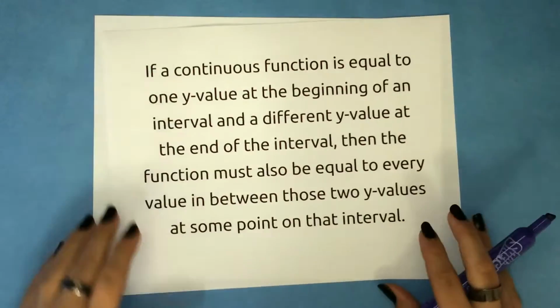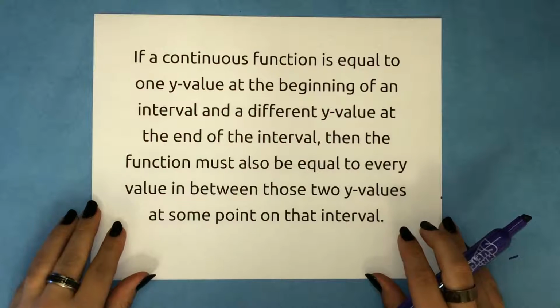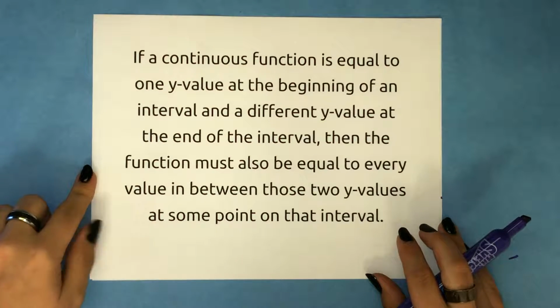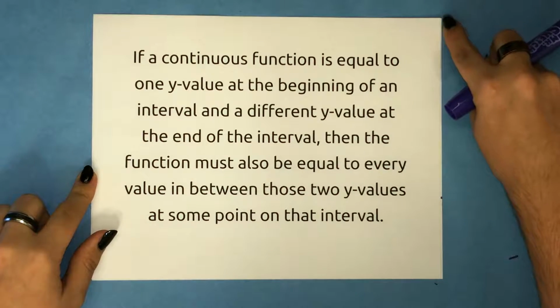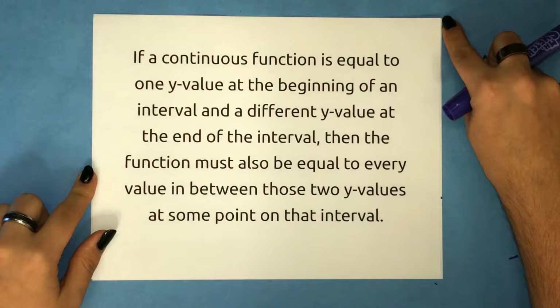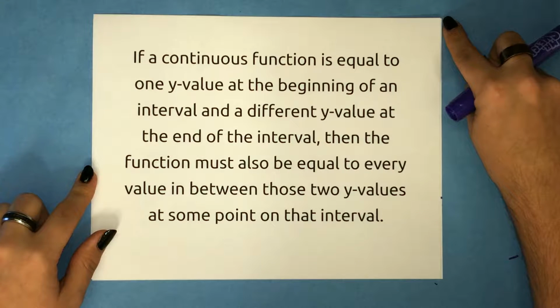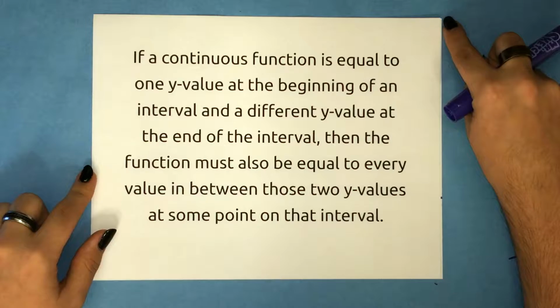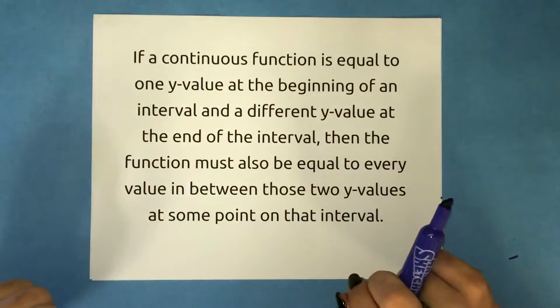Another way of phrasing the theorem is to say, if a continuous function is equal to one y value at the beginning of an interval and another y value at the end of the interval, then the function must also be equal to every value in between those two y values at some point on that interval. Let's try an example problem.